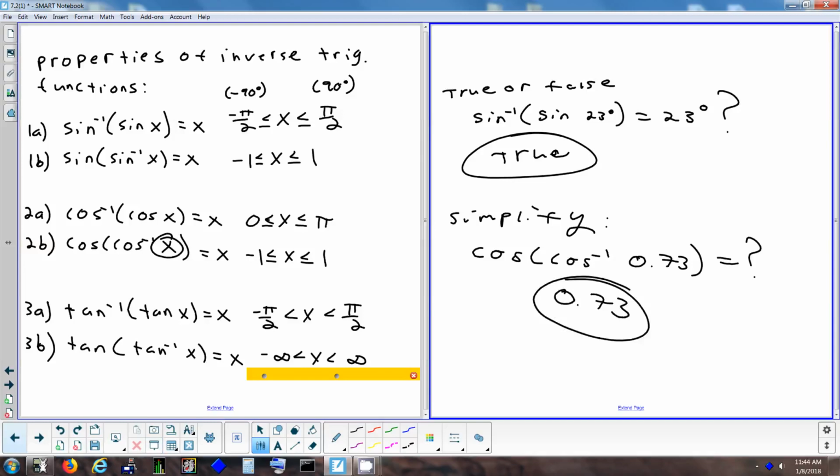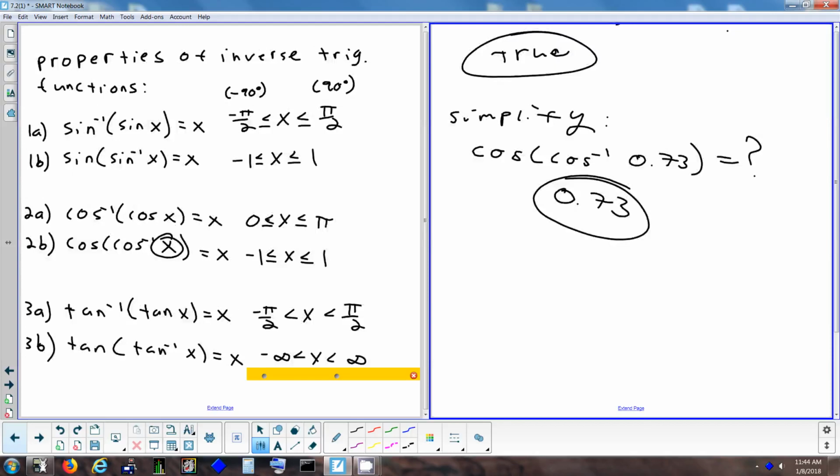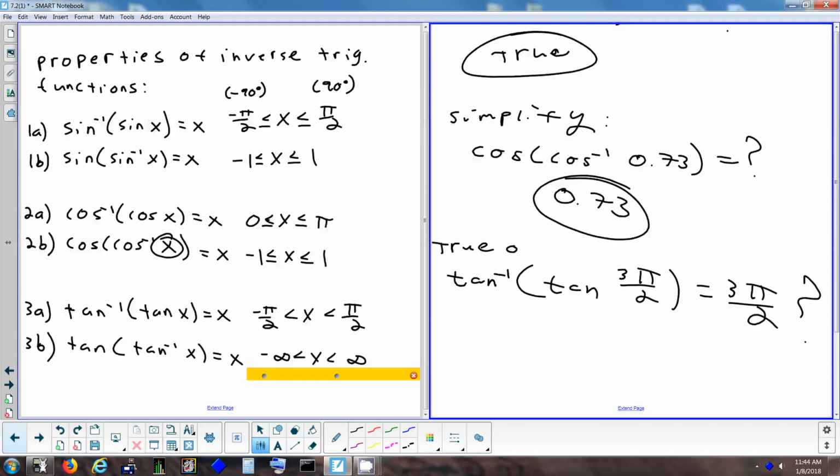Those are the only two types of questions you would see on any of the 6 formulas on the left. Either a true-false question or simplify. Let's do one more. About inverse tangent of 3 pi over 2. The question is, does that equal 3 pi over 2? True or false?